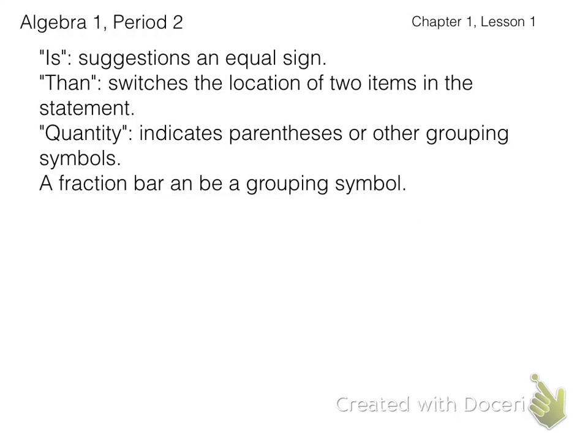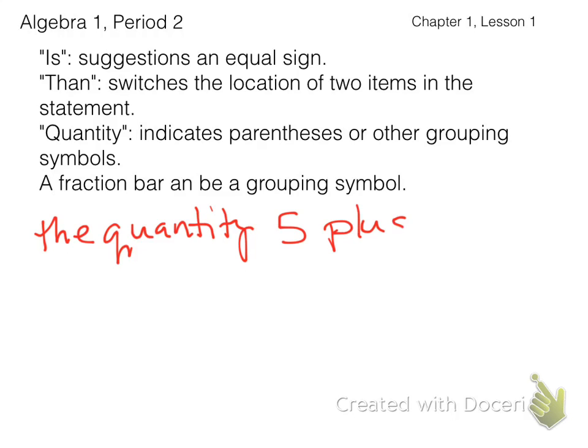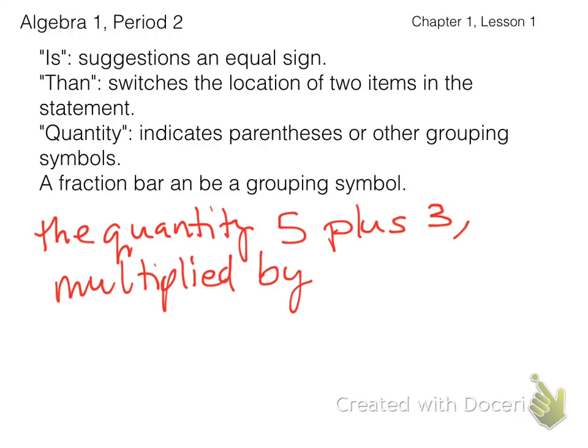Next up is quantity. Let's say I told you that we have the quantity 5 plus 3 and then multiplied by x. Quantity means that the things that come right after quantity, in this case 5 plus 3, are what's going to go into a grouping symbol, and grouping symbols again are parentheses.